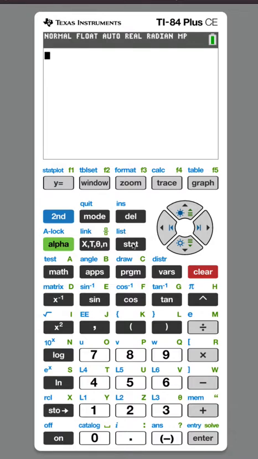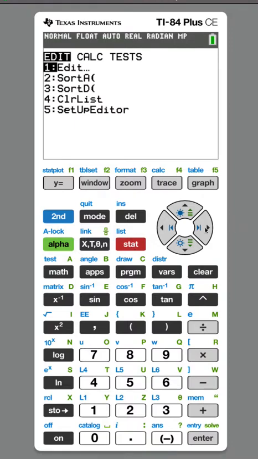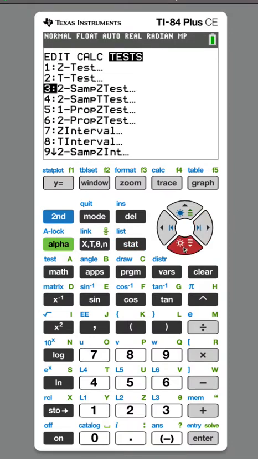So again, you're going to go to stat and you're going to go to test and scroll all the way down to the interval stuff. And you guys know that you're going to use Z interval when sigma is known, and T interval when sigma is unknown, right?